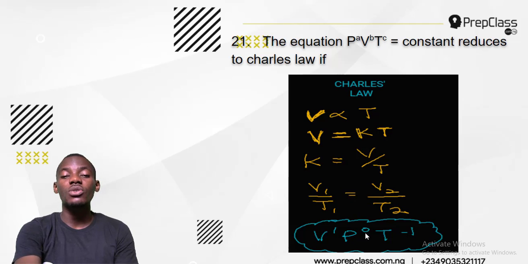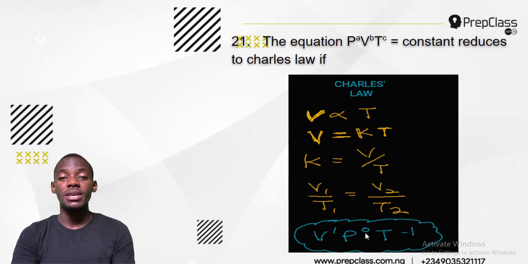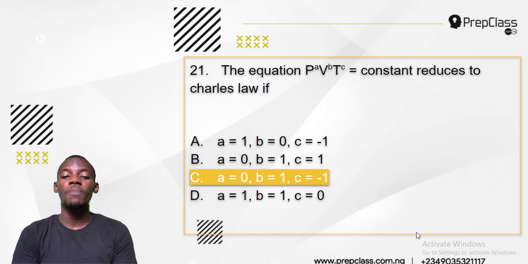But P raised to power 0 is the one you will choose because there is no P. To tell them that there's no P, you have to put P raised to power 0, because P doesn't exist. So that P can be eliminated. That's because P is pressure, while T is temperature, and V is volume. So Charles' law says volume over temperature. That's just Charles' law, and that is V over T minus 1. But there's no P, so P raised to power 0. And that makes the answer to become C.